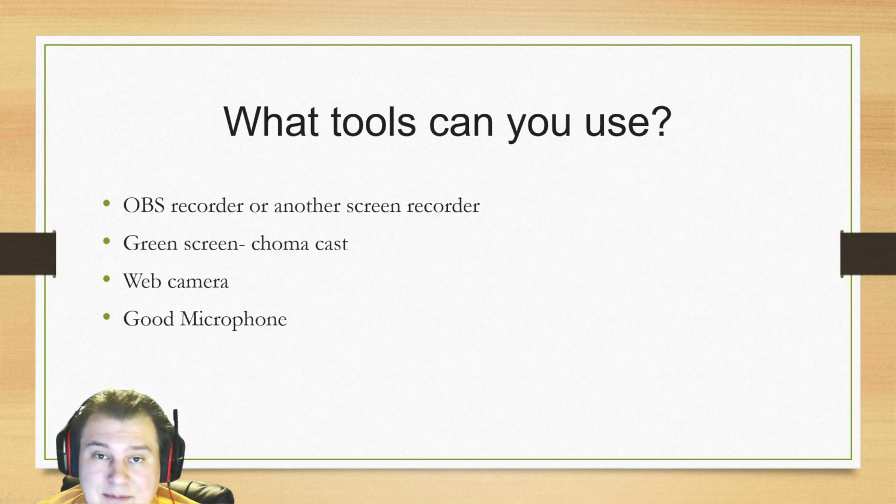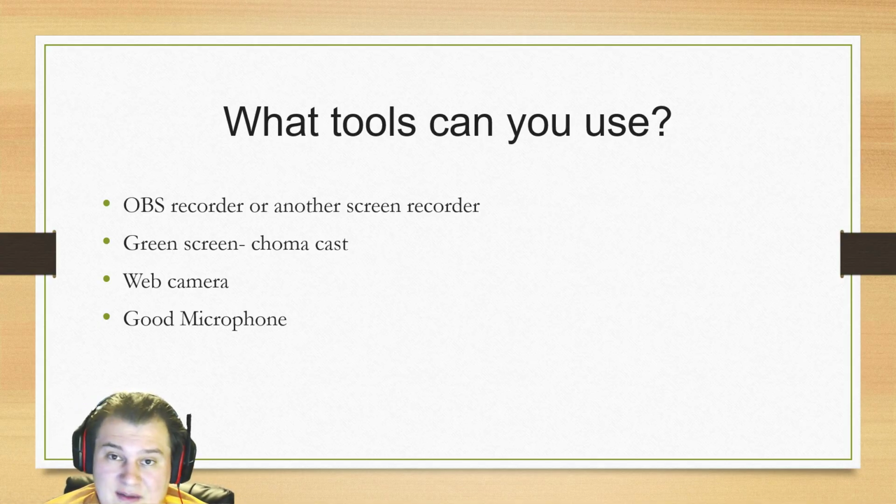Web camera. Right now, I'm just using a Logitech 720. Web cameras work out great. Logitech 720 seems to be about the best for the dollar. It's around 50 bucks, 70 bucks, around there.